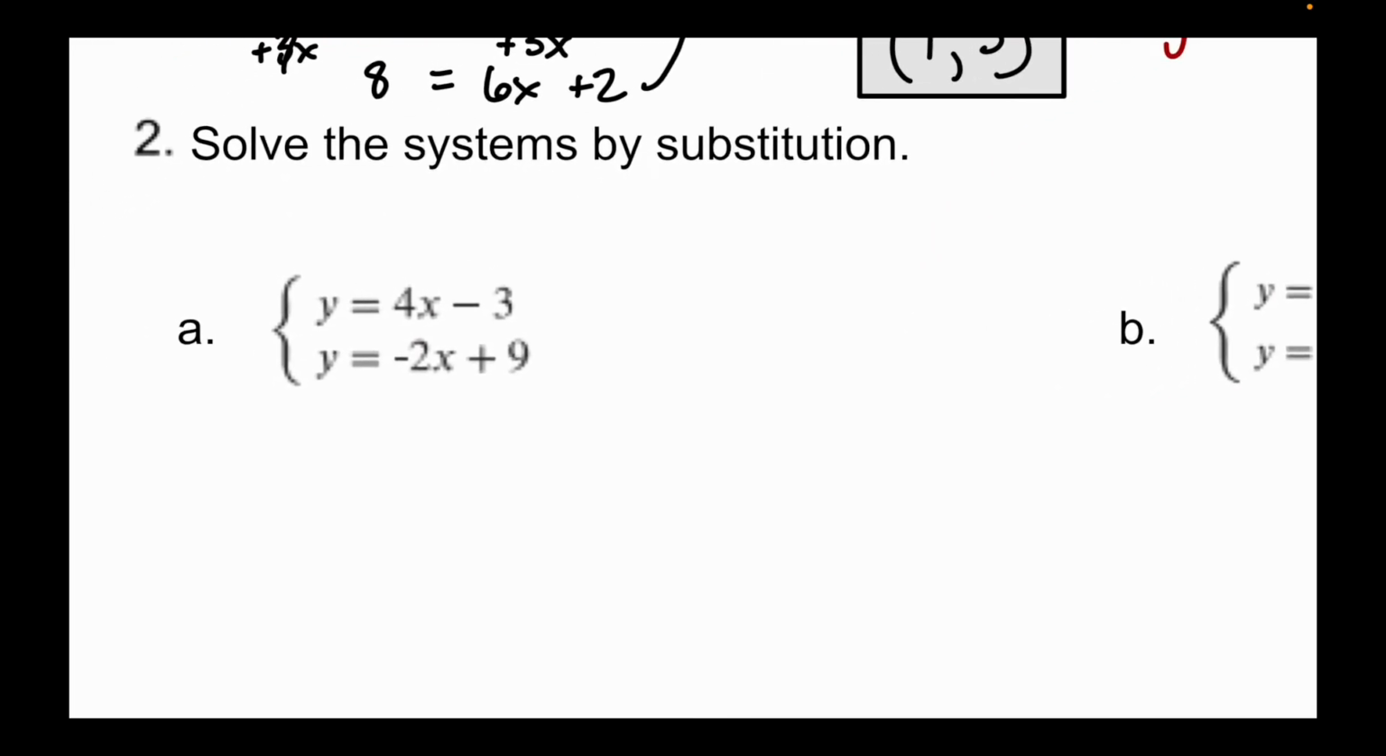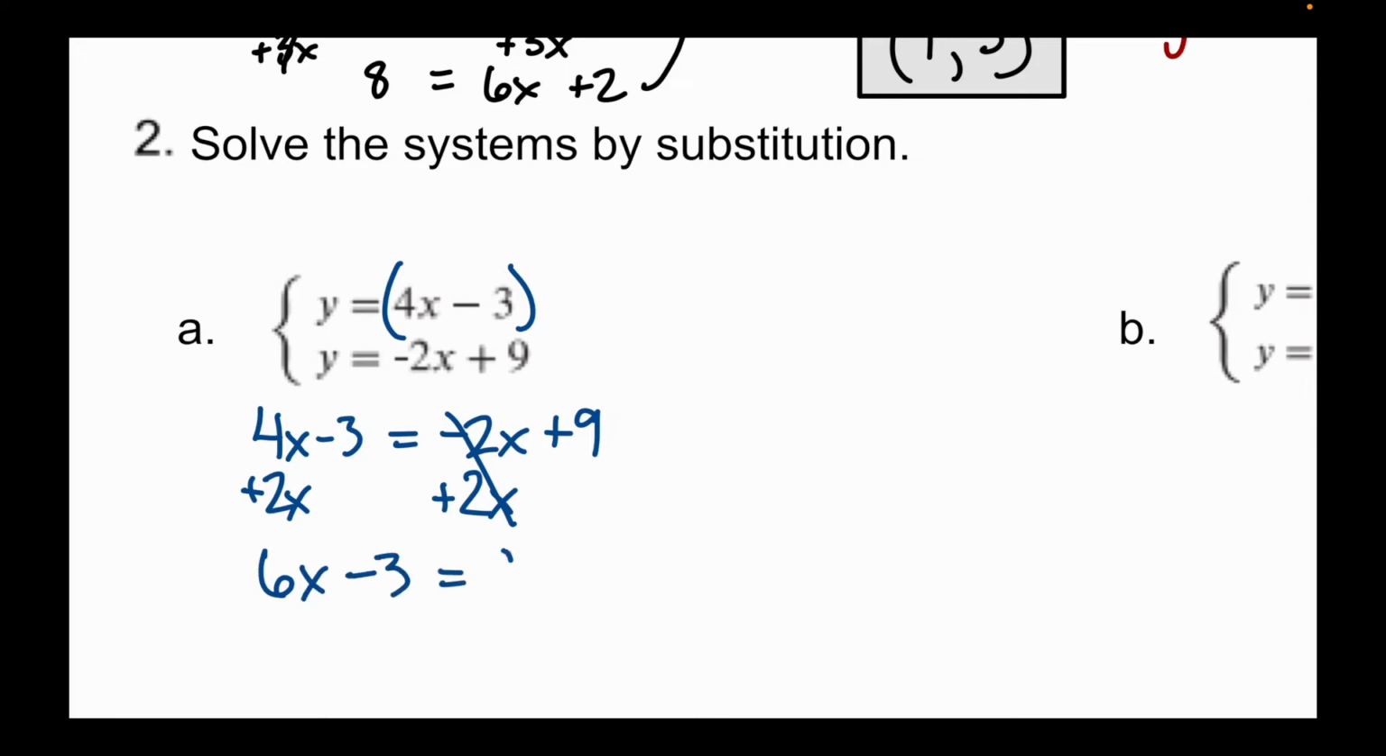And so again, we're practicing a little more with stuff in slope-intercept form, but we're able to just put both of these equal to each other. So I'm going to use 4x minus 3 as my substitution here. So we'll have 4x minus 3 equals negative 2x plus 9. Let's add 2x to both sides so that I can get all my x terms over to the left. 6x minus 3 equals 9. And then we're going to add 3 and add 3. So we'll have 6x equals 12.